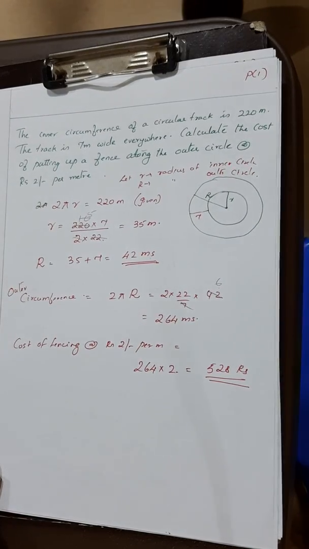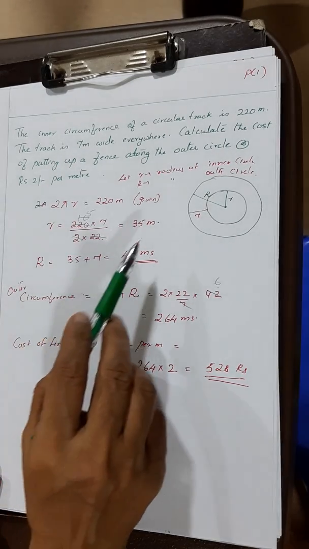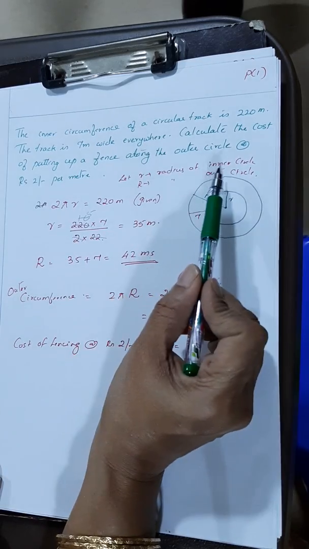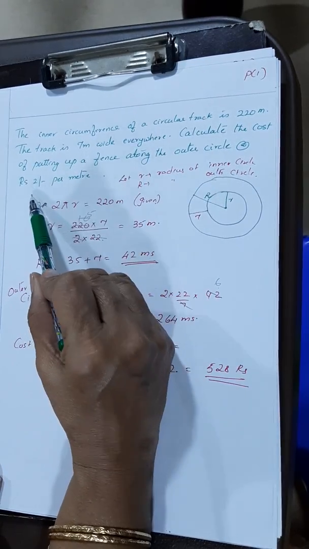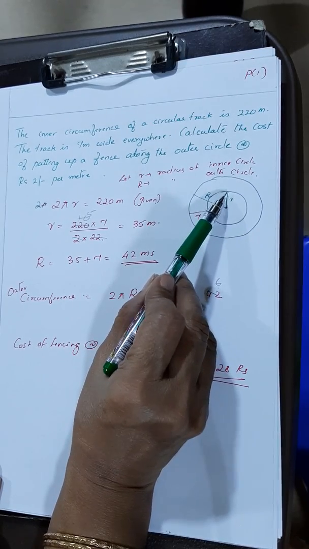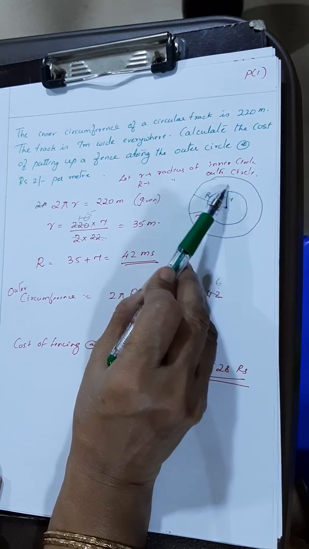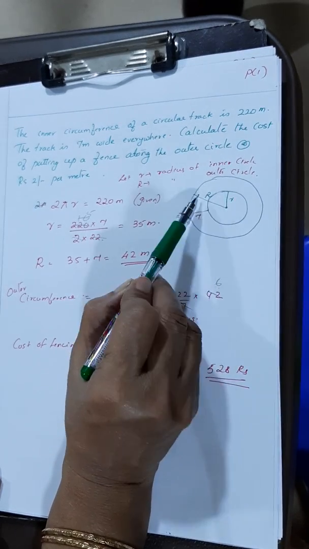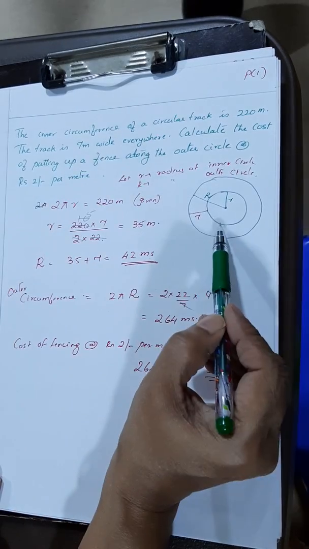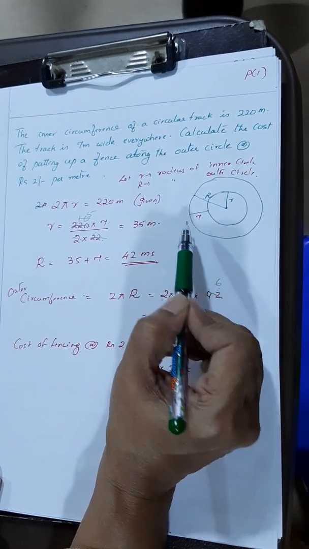The inner circumference of a circular track is 220 meters. The track is 7 meters wide everywhere. Calculate the cost of putting a fence along the outer circle at the rate of 2 rupees per meter. So let small r be the radius of this inner circle and capital R the outer circle, and they have given that the track is 7 meters wide. So this distance is 7.